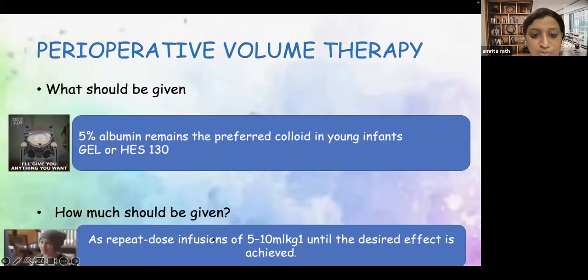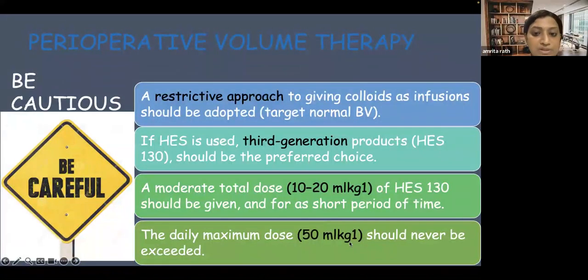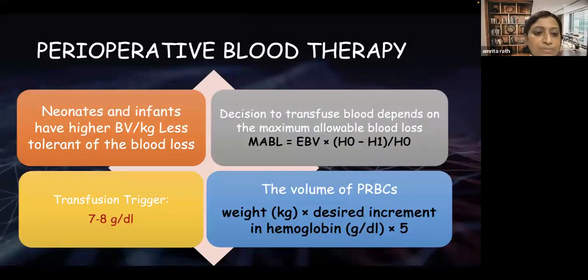And how much to be given? 5 to 10 ml per kg up to a maximum of 50 ml per kg. You should not give a high dose of starch. Okay. Then preoperative blood loss.